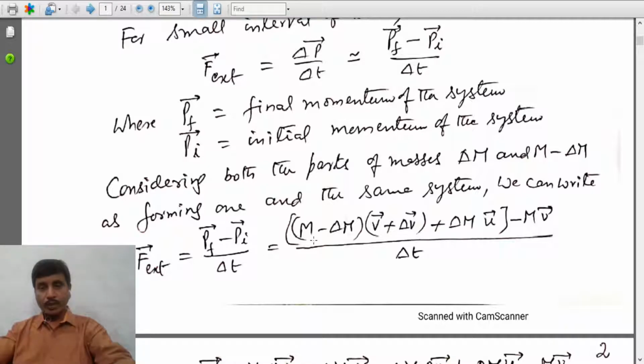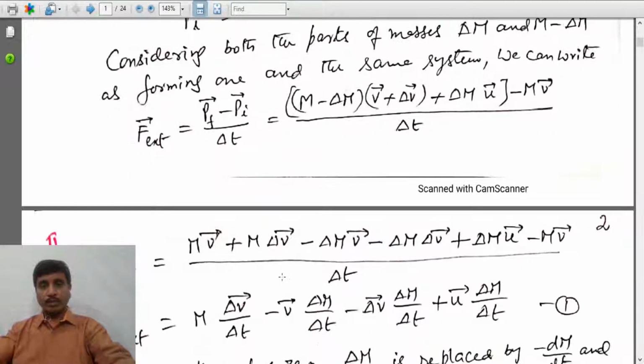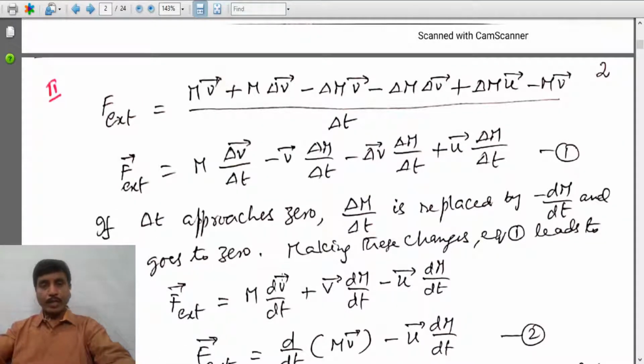that is equal to m minus delta m into v bar plus delta v bar plus delta m into u bar minus mv bar by delta t. This equation can be expanded as F bar external is equal to mv bar plus m into delta v bar minus delta m into v bar minus delta m into delta v bar plus delta m into u bar minus mv bar by delta t. This can be simplified as F bar external is equal to m into delta v bar by delta t minus v bar into delta m by delta t minus delta v bar into delta m by delta t plus u bar delta m by delta t.